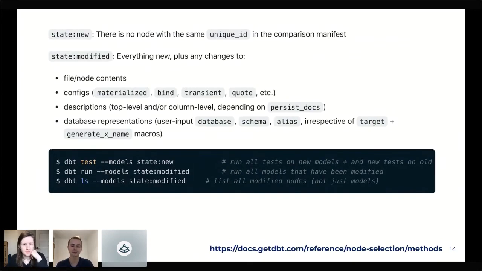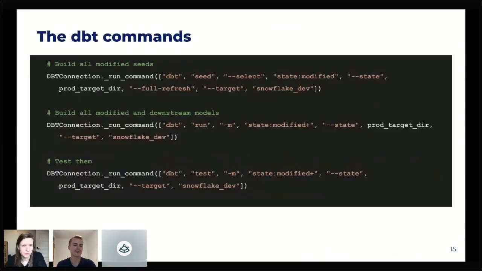So in our case, we want to build as little as we can, but also comprehensively. So we need the state modified selector plus the downstream dependencies. And yeah, have a read of the full docs to read exactly what's going on. But we need state modified with a plus at the end for everything downstream. So having said that, here are the dbt commands. It's actually quite straightforward.